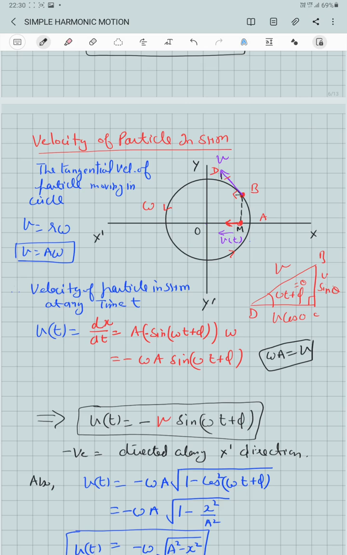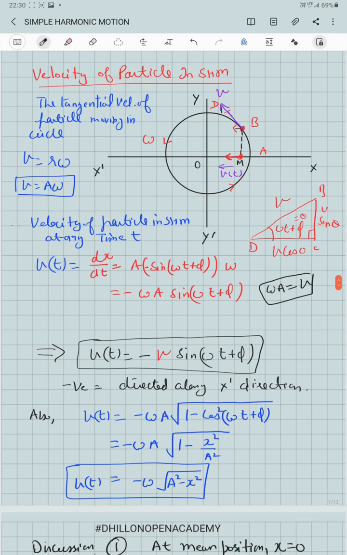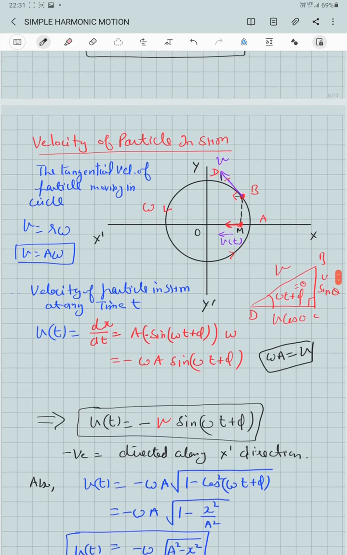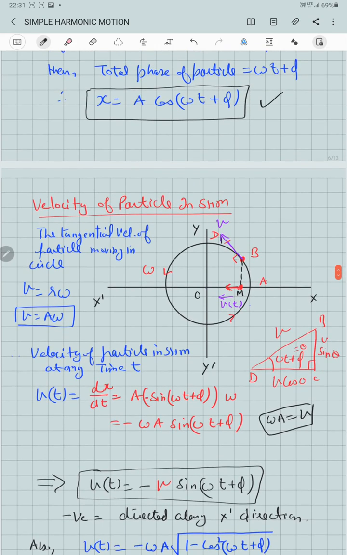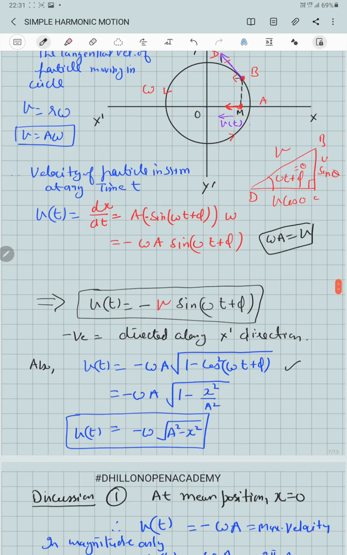We can rewrite this equation in an alternate form. We know that sin²θ is equal to 1 minus cos²θ. So using this, we can write velocity at any time as minus ωA times the square root of 1 minus cos²(ωt + φ). From this equation, the value of cos(ωt + φ) will be equal to x by A. So using that, the velocity at any time comes out to be equal to minus ω into the square root of A² minus x².